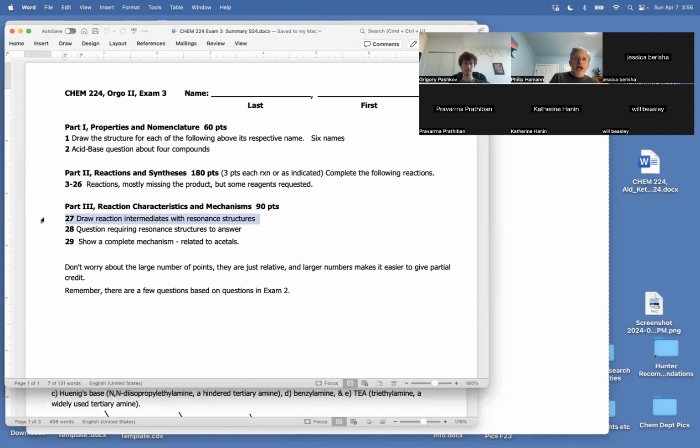I want your reaction intermediate, not a resonance mechanism per se. Resonance structures show a complete mechanism related to acetal. So I'm not asking for any complete mechanisms other than that one. But you might want to learn the others because we have one more exam and especially a final, and who knows what's going to show up on the final. I'm not trying to be mean, but I want you to have knowledge of those.